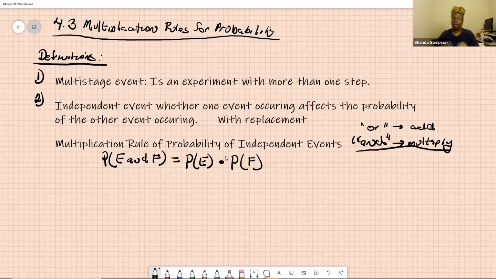So the probability of one event does not affect the probability of the next event in your multiplication rule when we're talking about independent events.